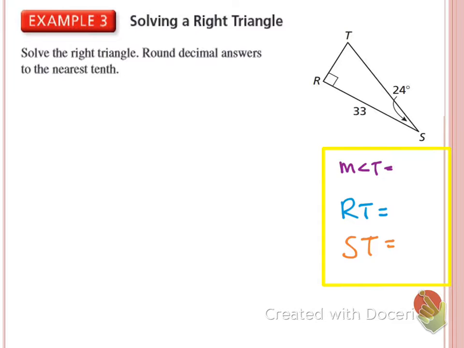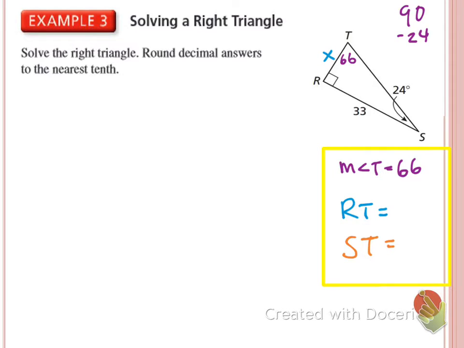I would say angle T is the easiest to find first, because you already have 24 and 90. You can add them, subtract from 180, or S and T have to add up to 90. So 90 minus 24 is 66. So you're already 1/3 of the way done with the problem. We can find RT first. We can call it X.